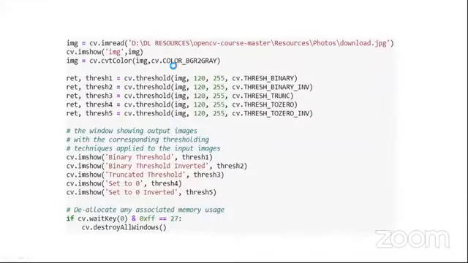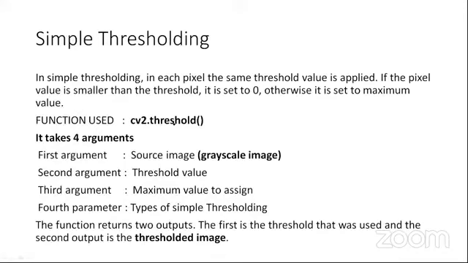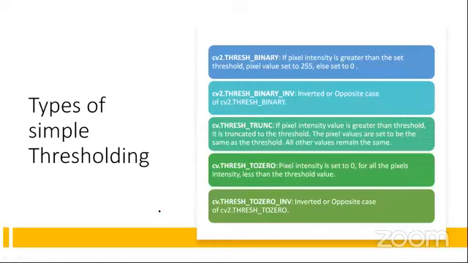We have a function for it, cv2.threshold. We need to give four parameters: first the grayscale image, second the threshold value, third the maximum value you will assign when a pixel is greater than the threshold value, and fourth the type of simple thresholding. We have different types of simple thresholding as well, and these all work with the same principle. In binary thresholding, if the pixel intensity is greater than the set threshold, the pixel value is set to 255, else to 0.